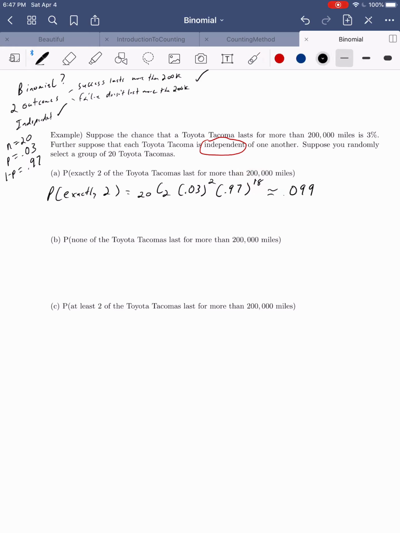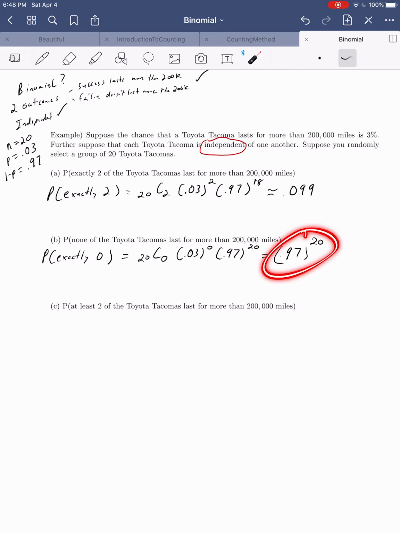All right, let's go ahead and calculate the probability that none of the Toyota Tacomas last for more than 200,000 miles. So for us, that would be exactly 0, which would just be 20C0, 0.03 to the 0, 0.97 to the 20. Now, since we have a little bit more space here, just keep in mind, anytime you do 20C0, that's just going to be 1. Anything to the 0th power is just going to be 1. So this is literally just going to be 0.97 to the 20th, which makes sense because basically what we're saying here is that you're going to have 0.97 have to happen 20 times in a row. So you're just doing 0.97 times 0.97 times 0.97 20 times.